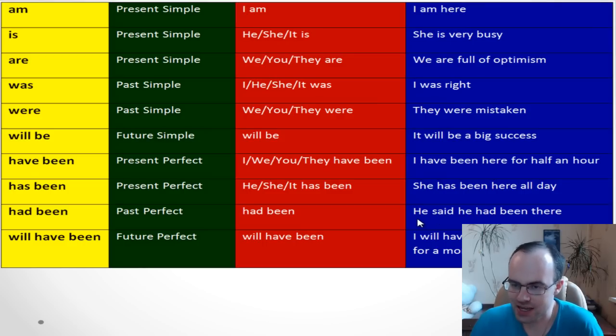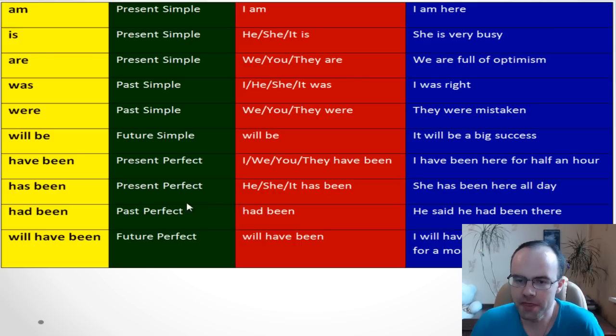Look, he said he had been there. It means that first he was there, and then he said it. So the second action, he had been there, right? This action happened earlier than the first action in this sentence. So he said he had been there, and so that's why we need to use this structure.